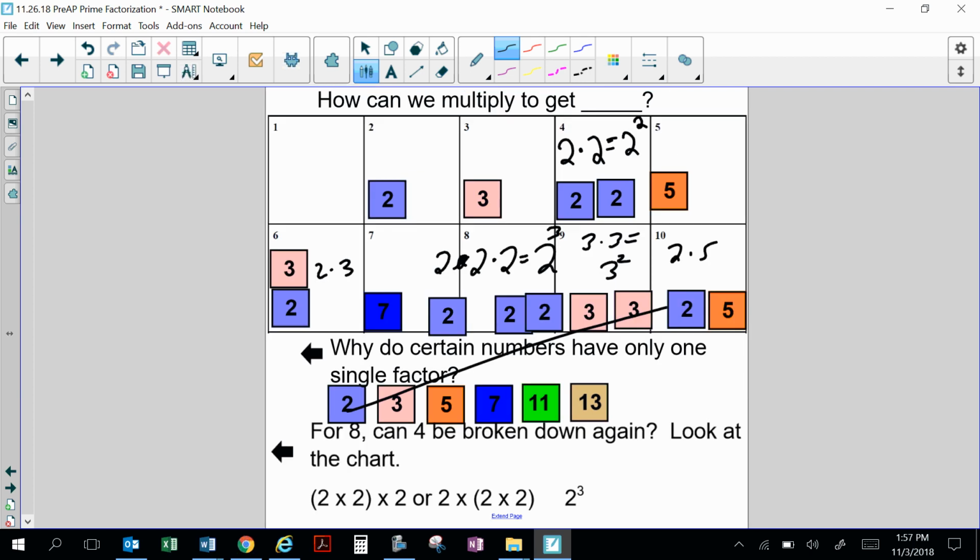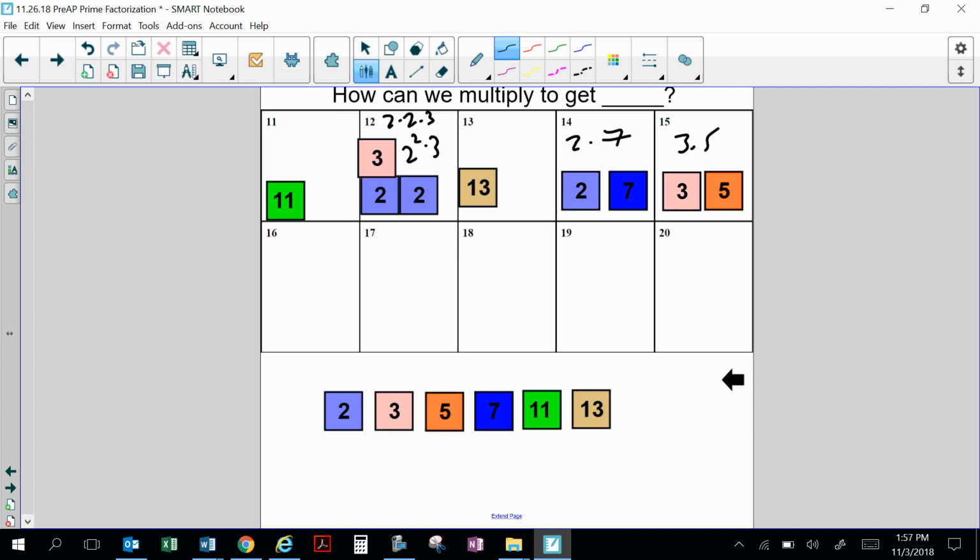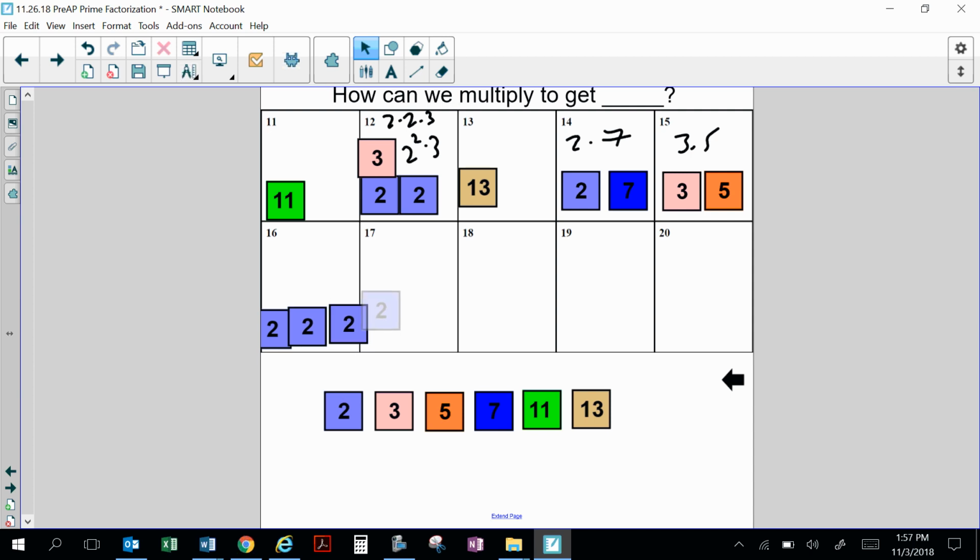So let's go back to our table. 4 is represented by 2 times 2. So 16 is 4 times 4, and then another 4 is represented by another 2 times 2. And so 2 times 2 times 2 times 2. How would you write this using an exponent? 2 to the 4th power.